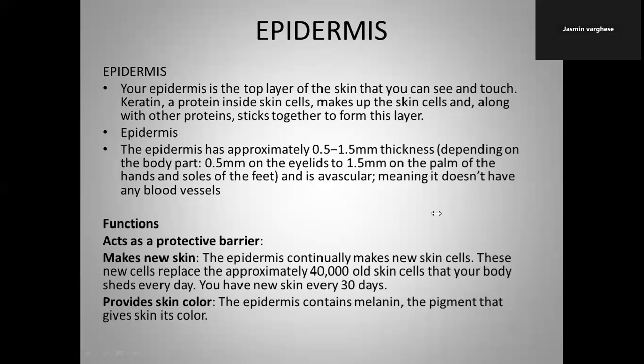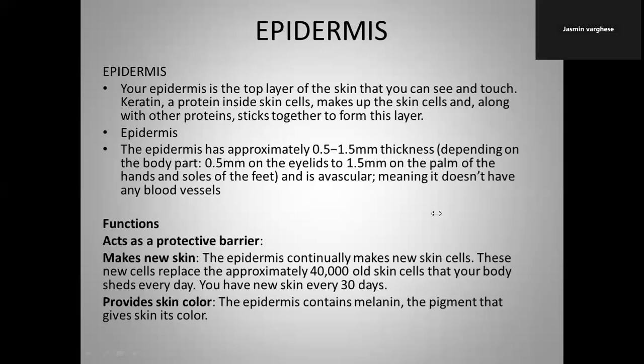The major functions of the epidermis are protecting the body from any kind of injuries. It acts as a protective barrier. It makes new skin. The epidermis continuously makes new skin cells. These new cells replace approximately 40,000 old skin cells that your body sheds every day. You have new skin every 30 days. The epidermis, the top layer, is shedding and you have new skin every 30 days.